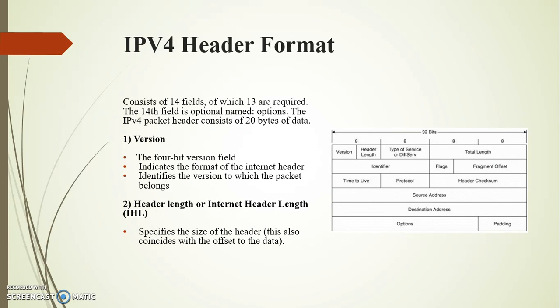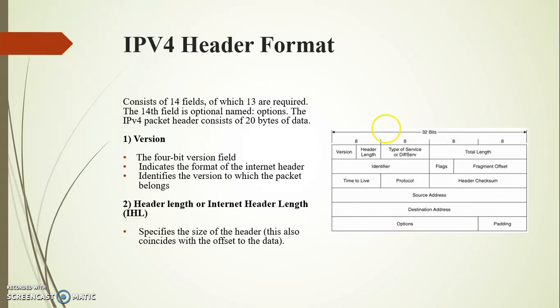The IPv4 header format consists of 14 fields, of which 13 are required. The 14th field is optional, named options. The IPv4 packet header consists of 20 bytes of data. First is the version field. Here in this diagram you can see the version field. It is 4 bits. It indicates the format of the internet header and identifies the version to which the packet belongs. This field defines the version of IP. It is a static 4-bit value.